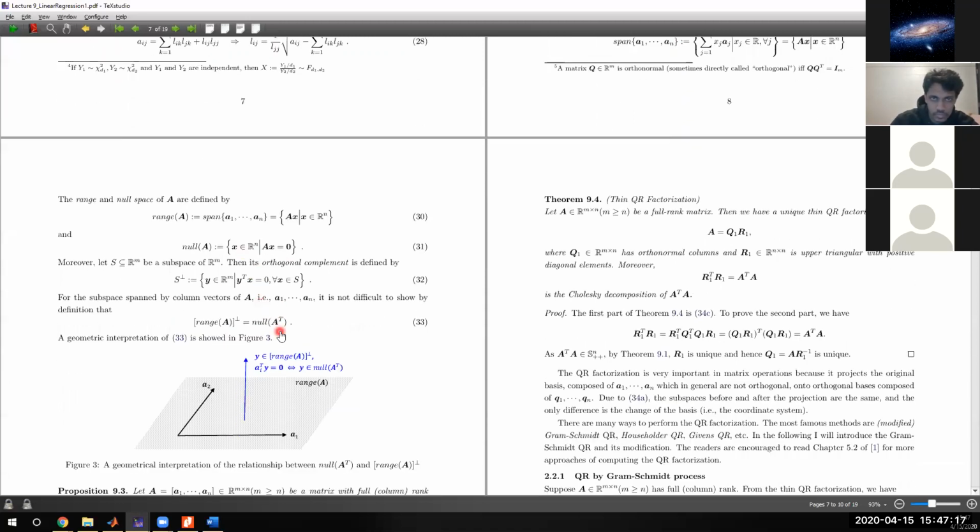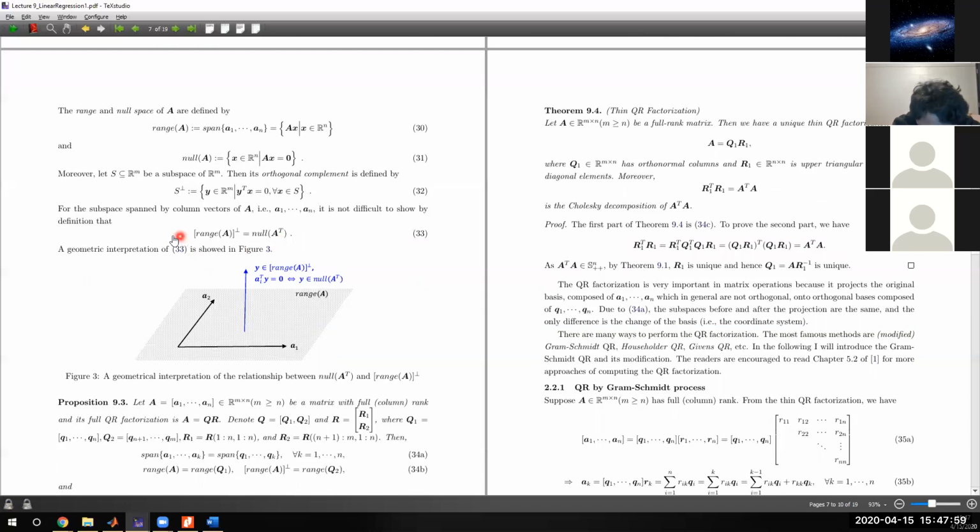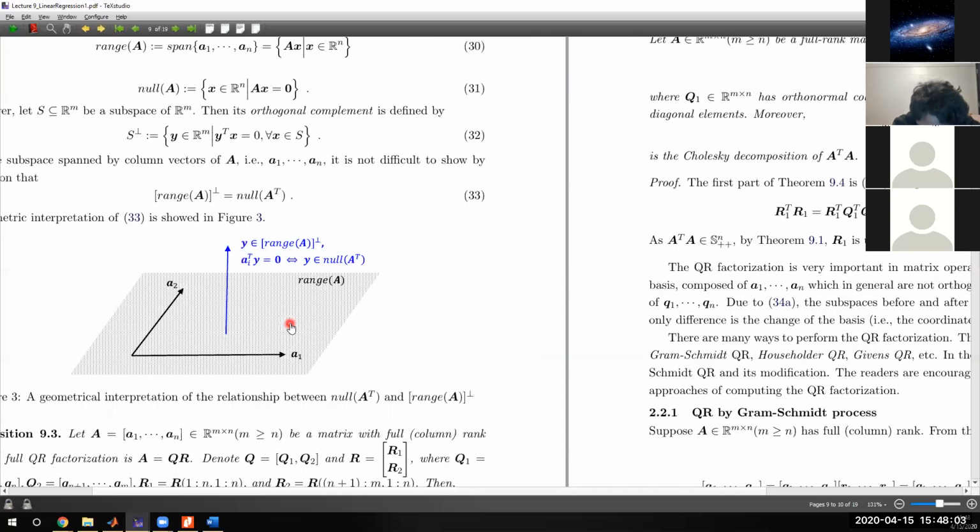And then we also have the orthogonal complement. The orthogonal complement is defined in this way. Suppose x is in set S, then the orthogonal complement of the space S is defined as all the y's such that y^T x equals 0. Okay, and this is a very important conclusion: the orthogonal complement of the range of a matrix must equal the null space of the transpose of the matrix. A very beautiful geometric interpretation of this conclusion can be shown here. Any questions?